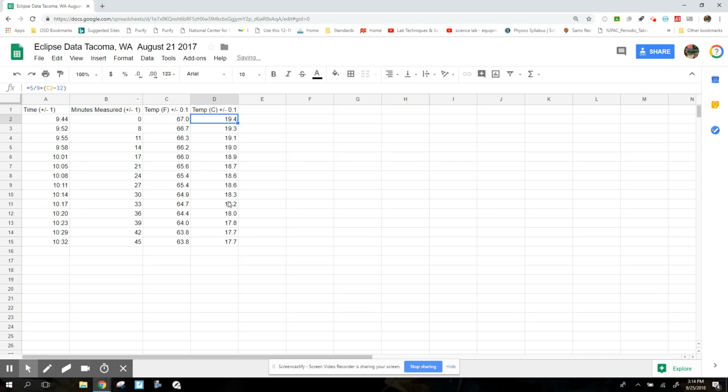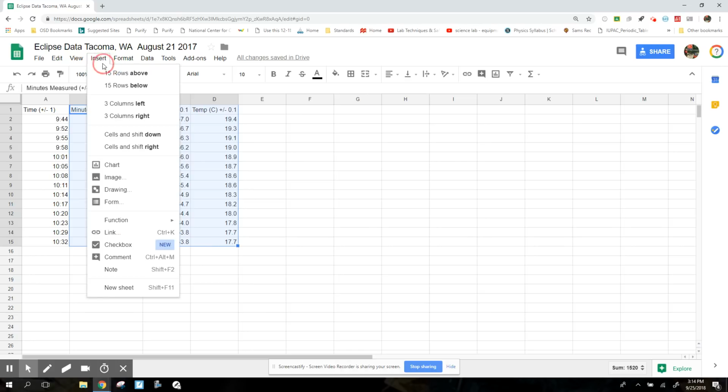here as well. I like to make sure my labels are correct before I make my graph, because then Google will auto-copy those labels for you. So I would like to make a graph showing the relationship between temperature versus time. I'm not going to use the clock time over here. I am going to use the minutes measured. So what I'm going to do is highlight the second, third, and fourth columns there. And I'm going to go to Insert, and I am going to go to Chart.